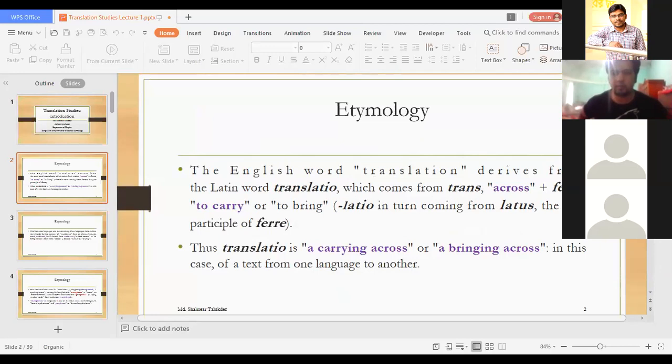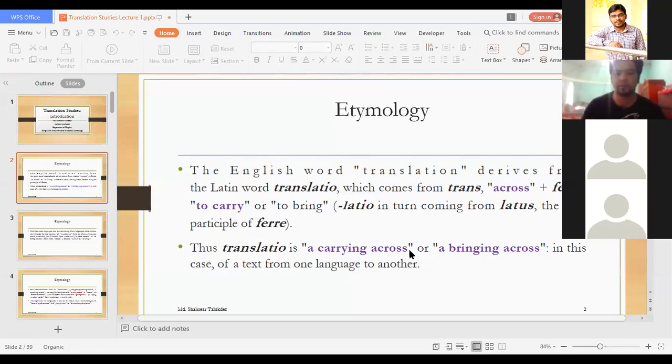Now here you see, it says that the English word translation derives from the Latin word translatio. I don't know Latin, so the pronunciation might be different, but it looks something like that. It comes from the word trans, and trans means across. And it has another word, latio, from which we get the meaning to carry. So this is the combination of two words, trans and latio, meaning to bring, to carry. So translatio or translation means a carrying across or a bringing across.